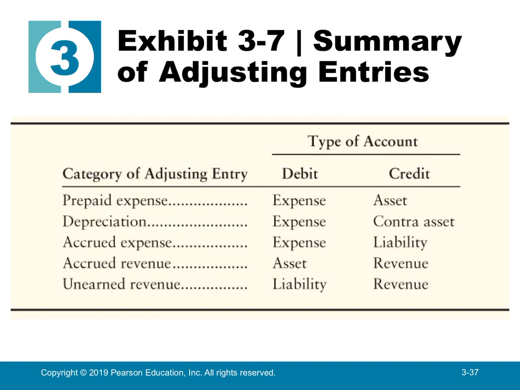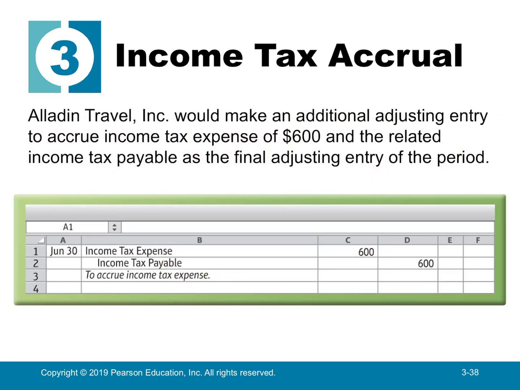So here's another summary graphic from the book that you can spend some extra time in to see what kind of account is a prepaid expense, right? So you're debiting it for an expense. You're going to debit an expense account when you're doing this adjusting entry. You're going to credit an asset account when you're doing depreciation. You're going to debit an expense account, credit a contra asset, and on, right?